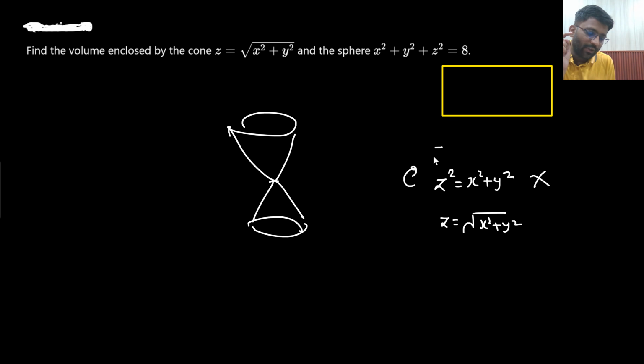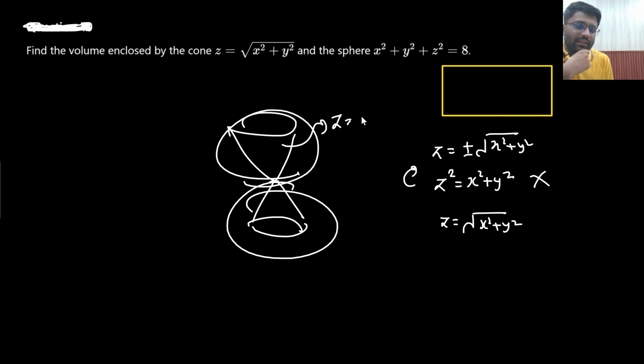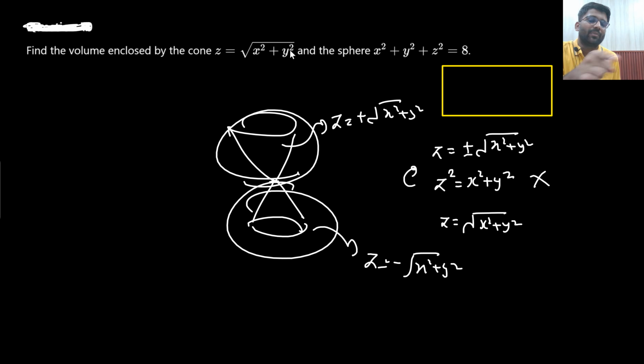When you solve this one, what will you get? z equals plus minus under root x square plus y square. So on the plus side you will get this one, and on the negative side you will get this one. Basically, here the equation would be z equals plus under root x square plus y square, and here the equation would be z equals minus under root x square plus y square. But this time the equation is given as z equals under root x square plus y square.